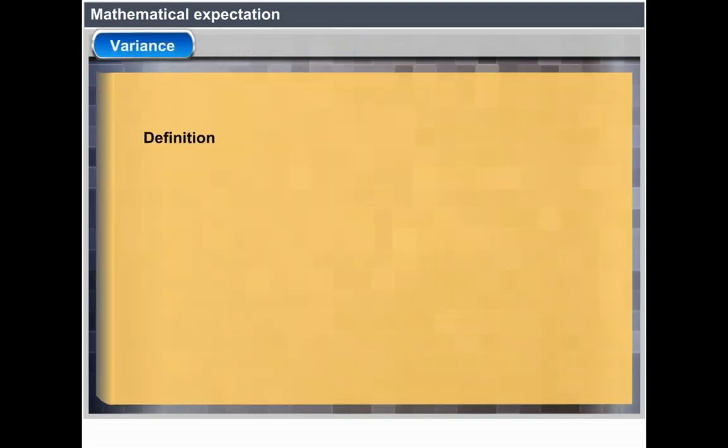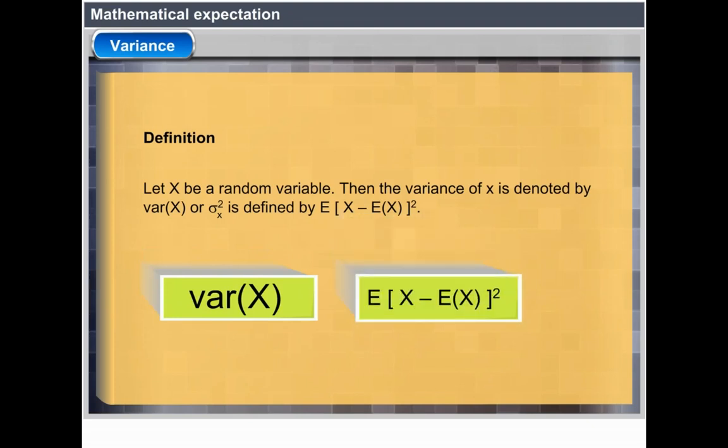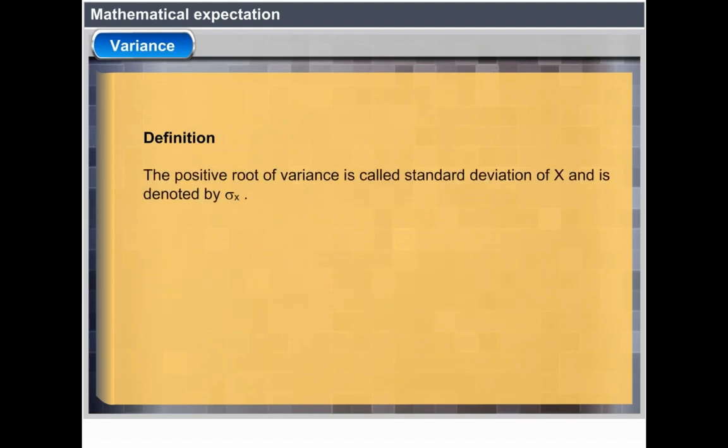Variance definition: let x be a random variable, then the variance of x is denoted by variance of x or sigma x square, and is defined by expectation of (x minus expectation of x) whole square. That means expectation of (x minus expectation of x) whole square. The positive root of variance is called the standard deviation of x and is denoted by sigma x.